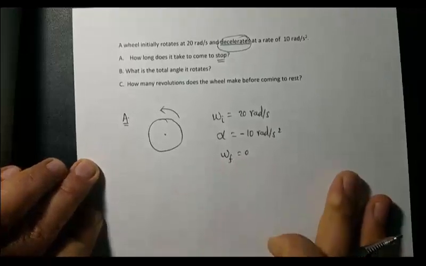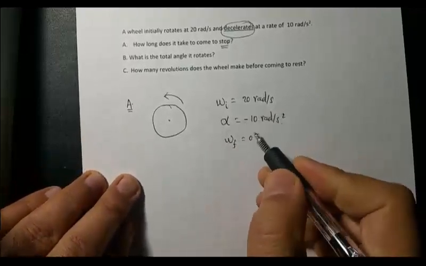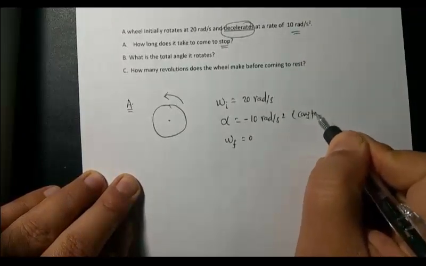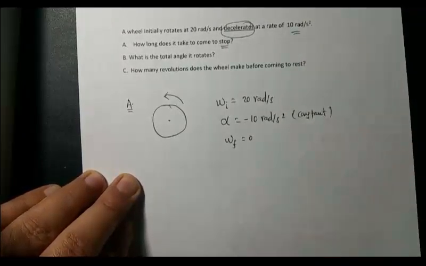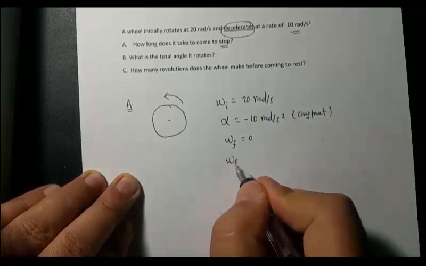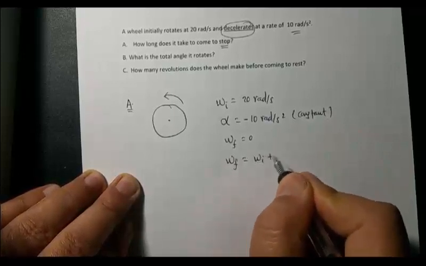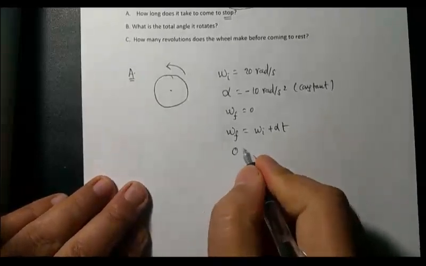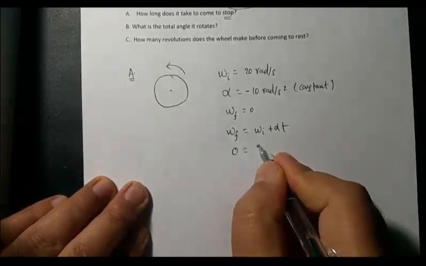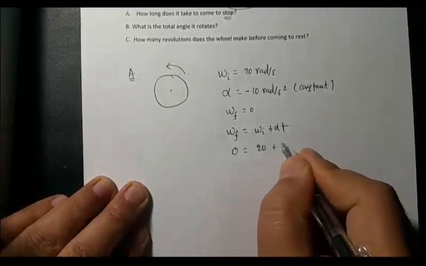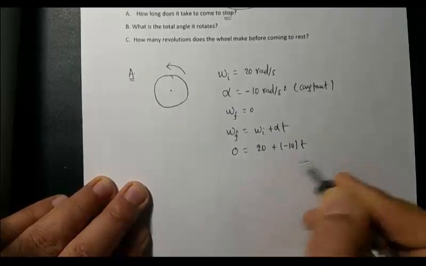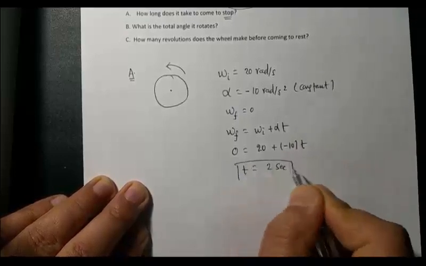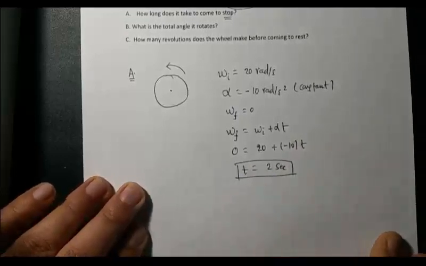Then use one of the kinematic equations. Since alpha is constant, you can use one of the kinematic equations in rotational form. The good formula is obviously this simple one: 0 equals 20 plus alpha, which is negative 10, times time t, so t is 2 seconds. So it comes to rest within 2 seconds.